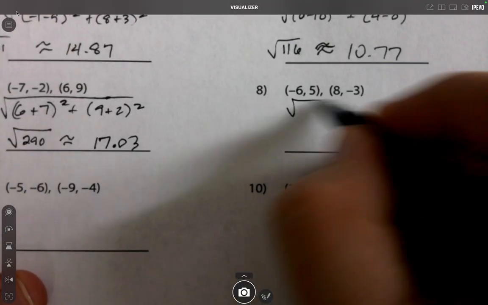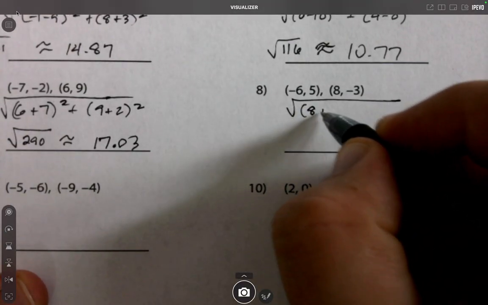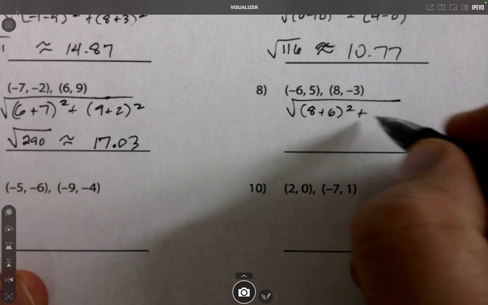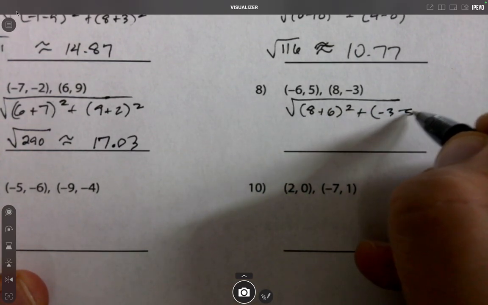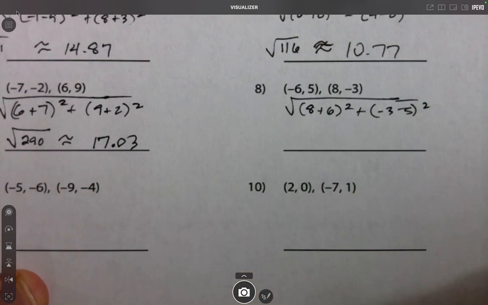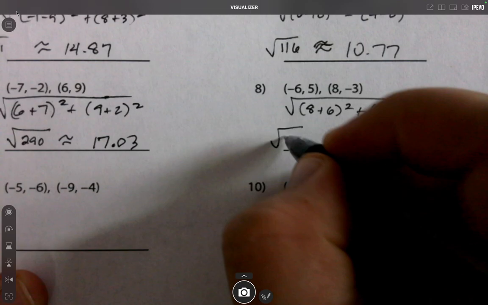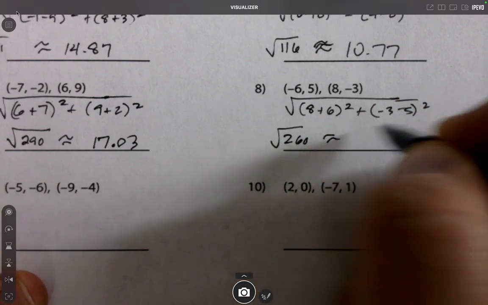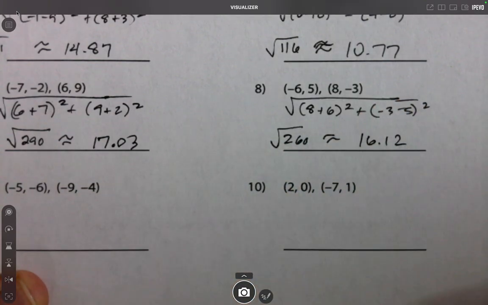Number 8, we do the square root of 8 minus a negative 6, which is plus 6, plus the square root of negative 3 minus 5, then square it. When you simplify that, you'll get the square root of 260, which is approximately 16.12.